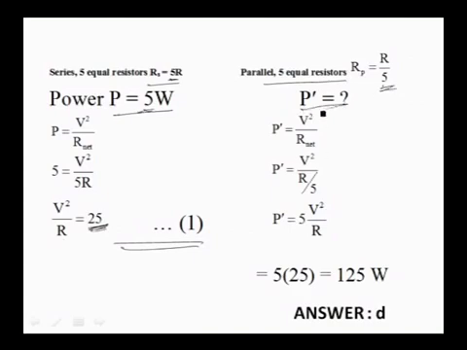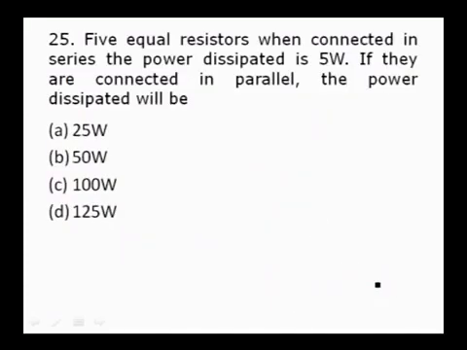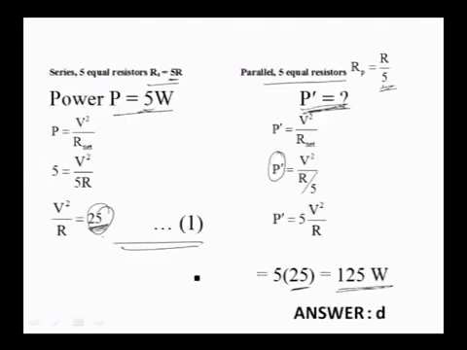We are going to calculate the power in this combination. That is P dash is equal to V square divided by R net. R net is R by 5, so substitute, 5 is shifted up, it is 5 V square divided by R. V square by R is equal to how much? 25. Substitute V square by R is equal to 25 in this equation, 25 into 5 gives 125. Therefore, the correct option is D, 125 watt.